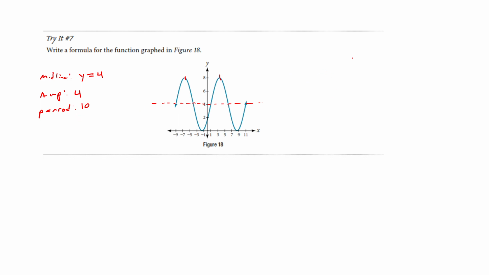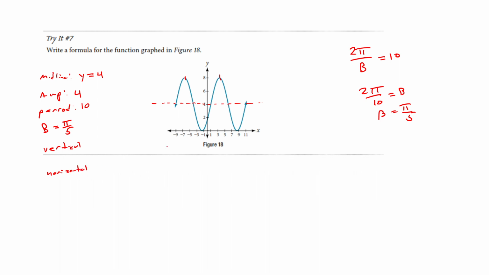Now we're making the equation. 2 pi divided by b is what made the 10, where b is the number in front of x. So we solve: 2 pi over 10 equals b. So b is pi over 5. I don't know if that's really what they meant it to be, but that's how it plays out. What else do we have to do? We've got to do our vertical and our horizontal shifts.